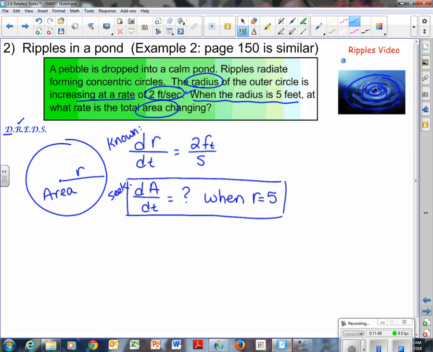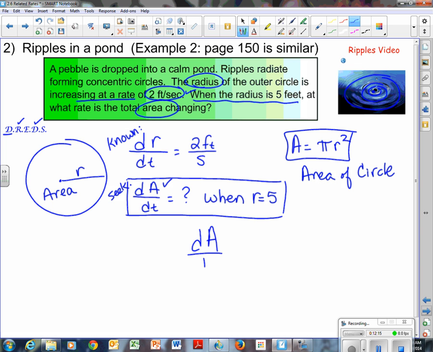The equation that's going to tie together area with radius of a circle is area equals pi r squared, correct? Area of a circle, another one that we just know or have memorized. Now I need to get to dA dt. Well, that's simple. Just take this equation and let's do the derivative on it. dA dt would be the derivative of A equals pi, which is a multiplier. The derivative of r squared would be 2r dr dt.